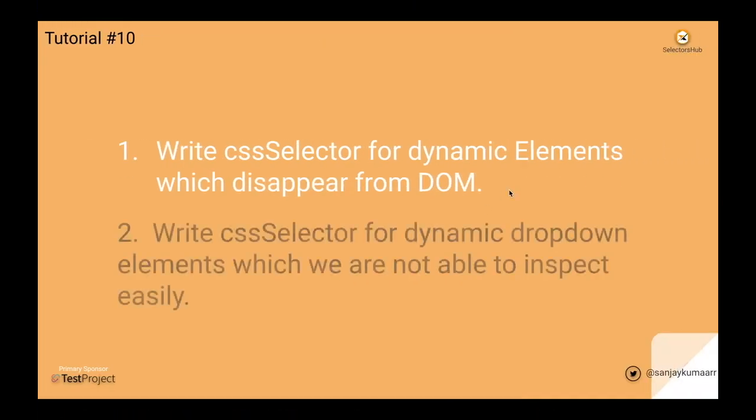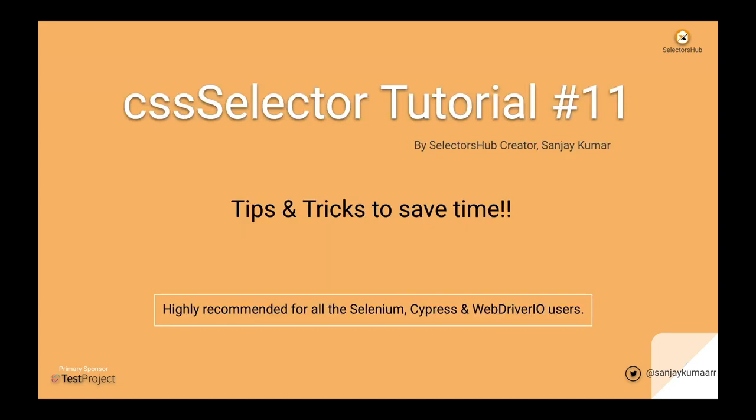So yeah, that's about writing CSS selectors for dynamic dropdown and normal dropdown elements. If you are able to inspect that element and that value is available in the DOM, then you can write the CSS selector for that. If that is dynamic and not coming in the DOM, you can copy the value, and from the next version, you will be able to inspect even those elements which we are not able to inspect today. So yeah, that's all about dynamic dropdowns.